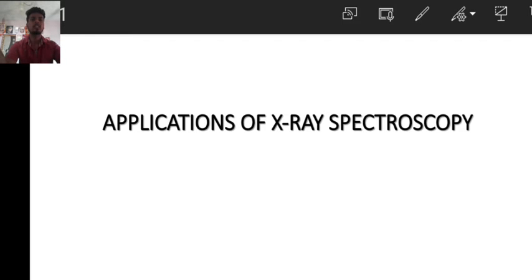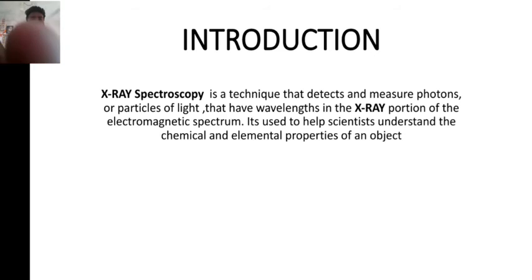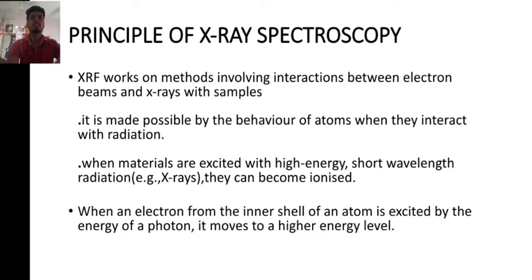Applications of X-ray spectroscopy. Introduction. X-ray spectroscopy is a technique that detects and measures photons or particles of light that have wavelength in the X-ray portion of the electromagnetic spectrum. It's used to help scientists understand the chemical and elemental properties of an object. It is an introduction of X-ray spectroscopy.